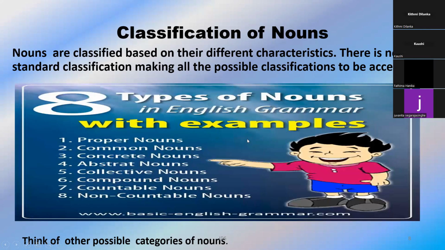Don't you have material nouns? Gold, silver. Animate, inanimate nouns. Ah, good. Animate, inanimate. Things that live and things that do not exist.